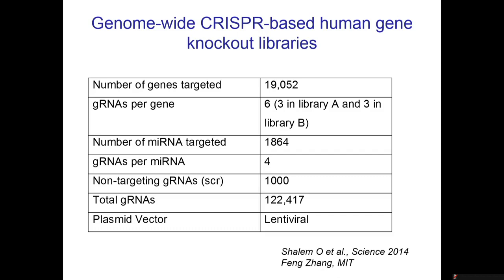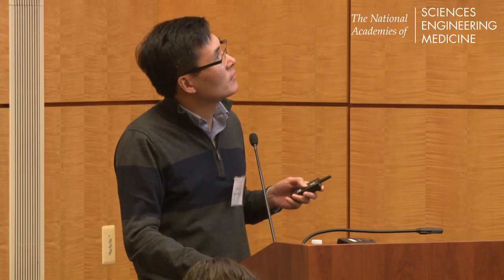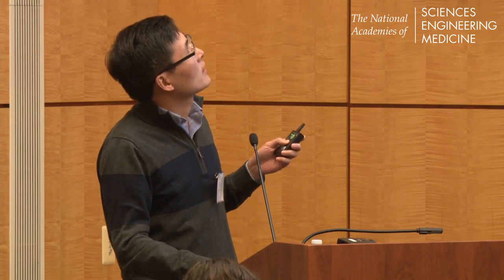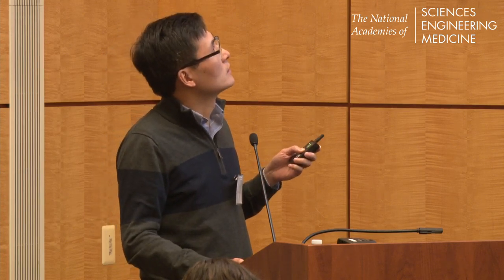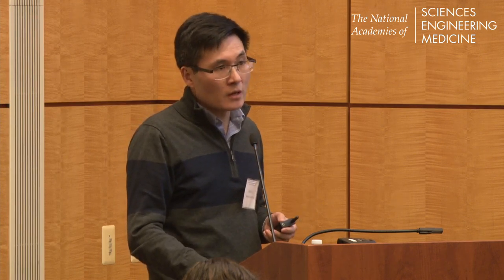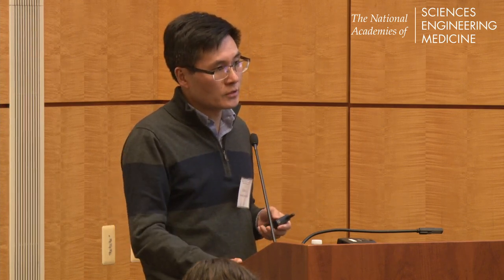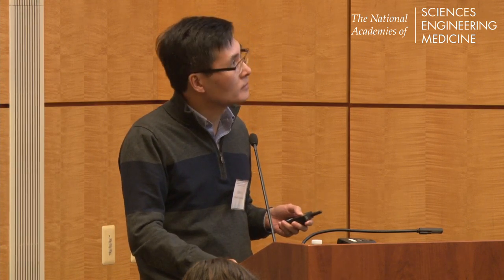So it's really amazing. The other thing I want to emphasize about this library is that it contains both the gRNAs, the guide RNAs, targeting protein coding genes, as well as targeting some of the RNAs, particularly the microRNAs. So this will become relevant, as you will see. We identified both protein coding genes as well as microRNAs that can regulate cells' response to arsenic.